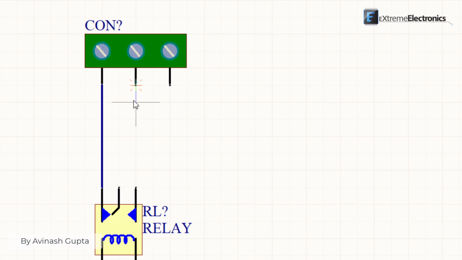In the same way, connect it like this. Take a bend here so that your schematic looks beautiful like this and like this. Great, you have connected your first components in Altium. You have connected this terminal to the relay pins.